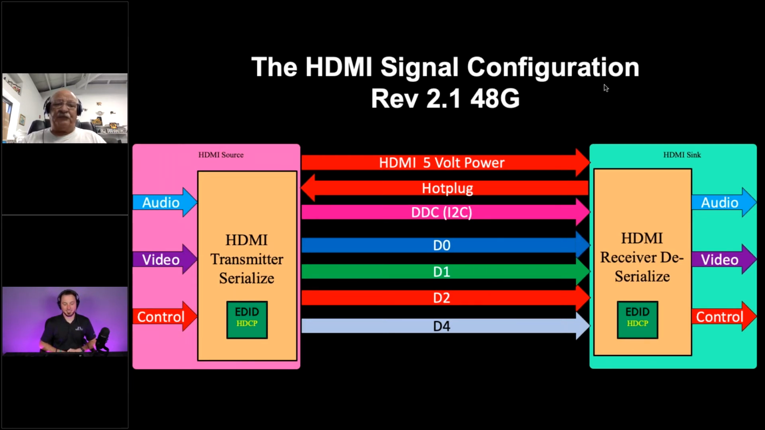So that's what we have. That's what the configuration looks like. So let's move on. We have 5 parts that make up the system.